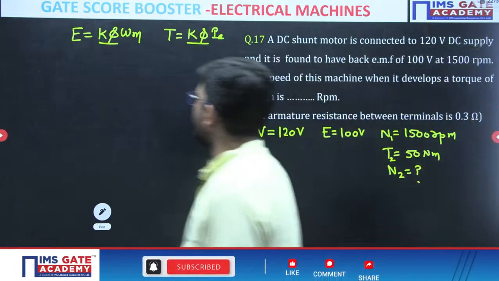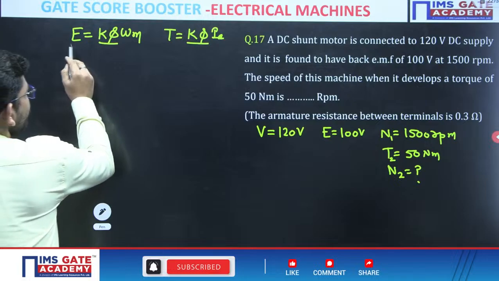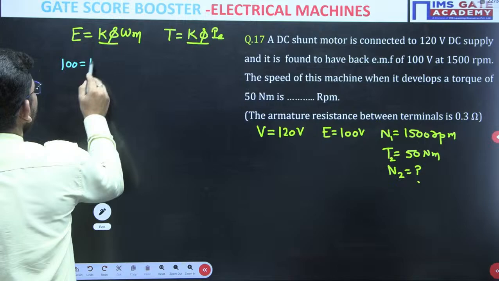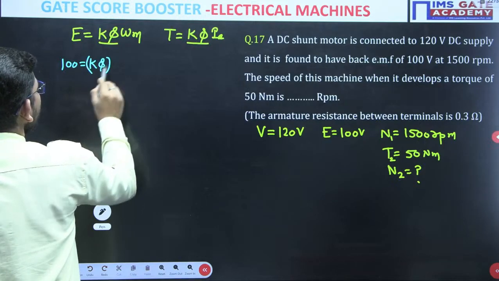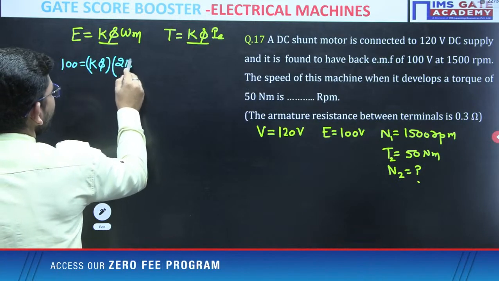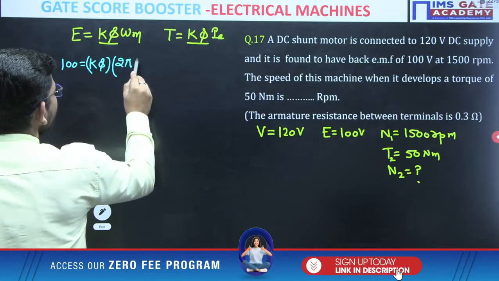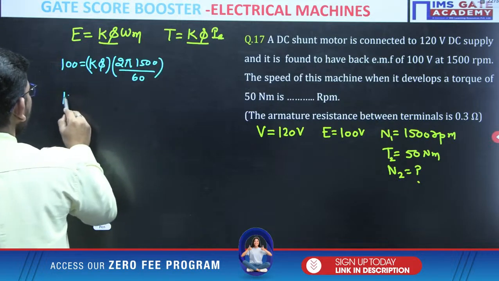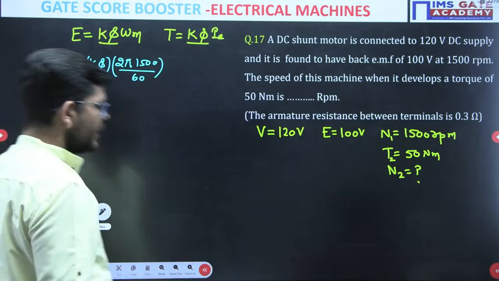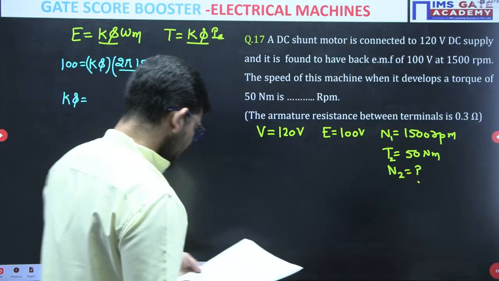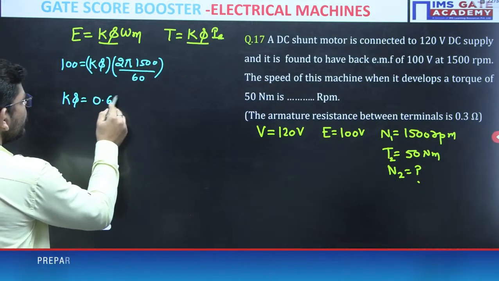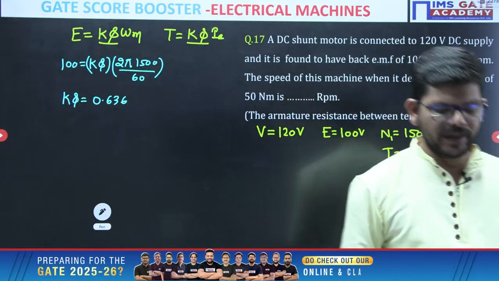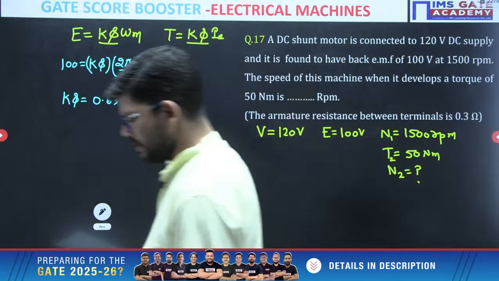So if we first apply this formula, E equals K phi omega m, E is given as 100. Let's suppose we want to calculate K phi. Omega m will be 2 pi times the speed N1, which is 1500 rpm, divided by 60. So from here you will get the constant K phi, and this constant comes to 0.636.